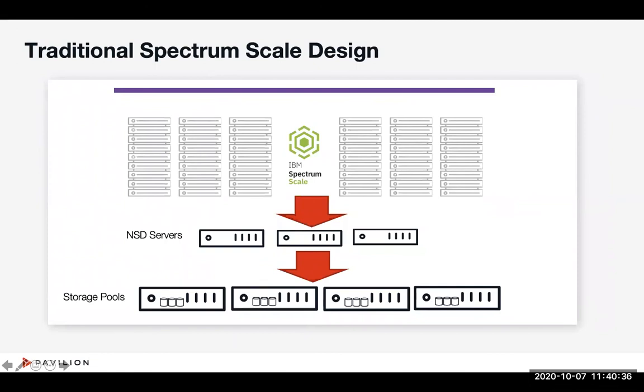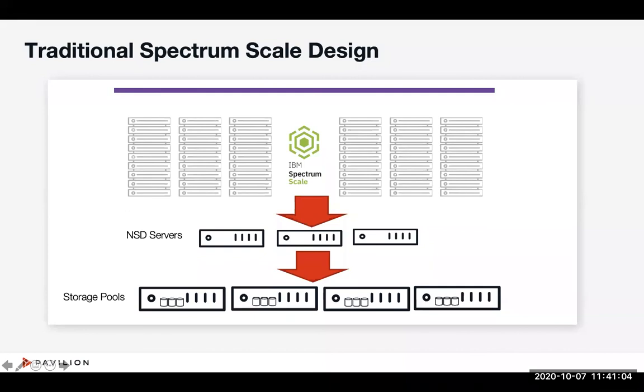So getting back to the IBM Spectrum Scale design, we started out working with IBM and customers who have the traditional design. At the top of the image, you can see all the server architecture that's out there. This could be tens of servers to hundreds of servers, thousands of servers, depending on the design. And a lot of customers have gone with NSD servers to abstract out the management of this design.